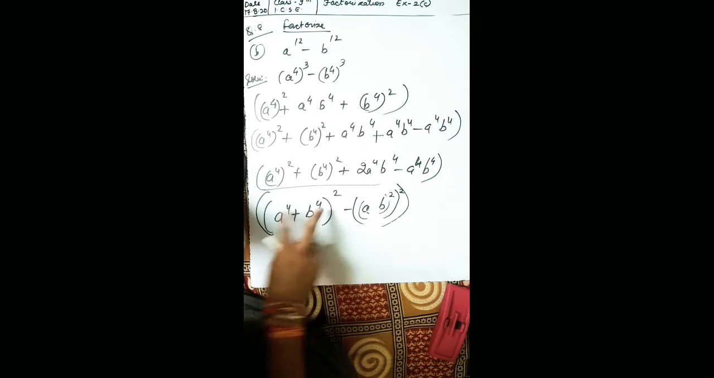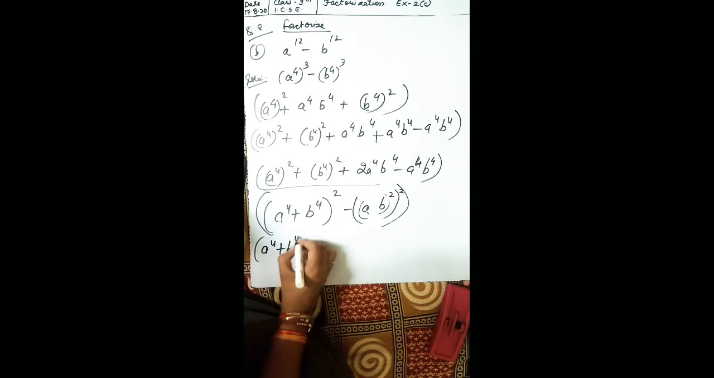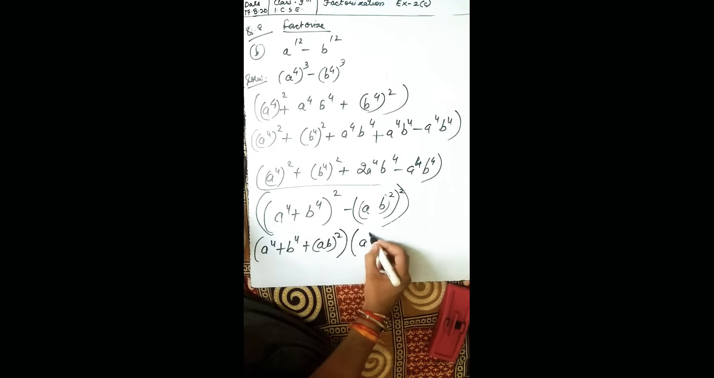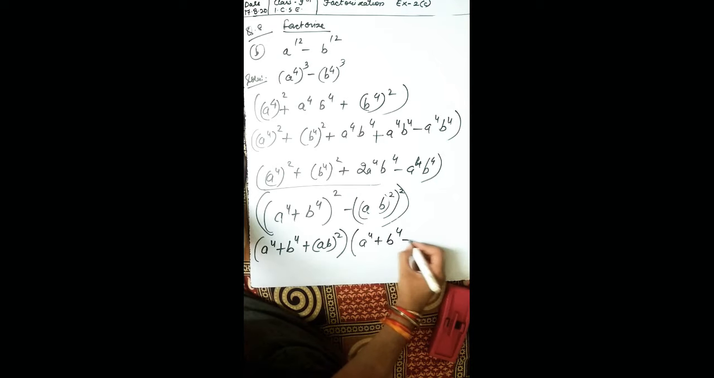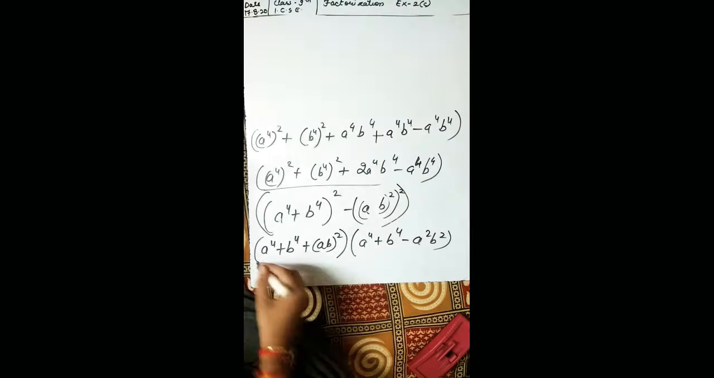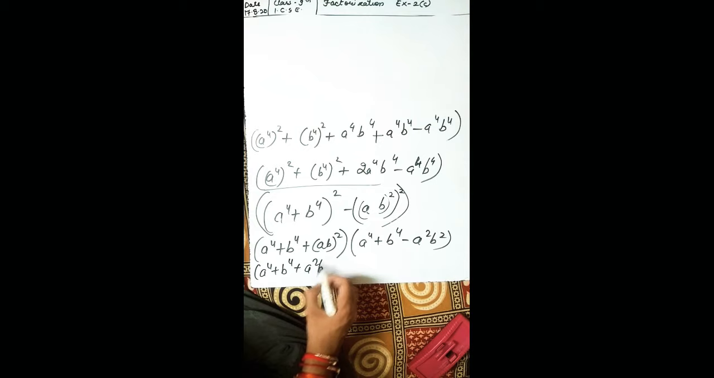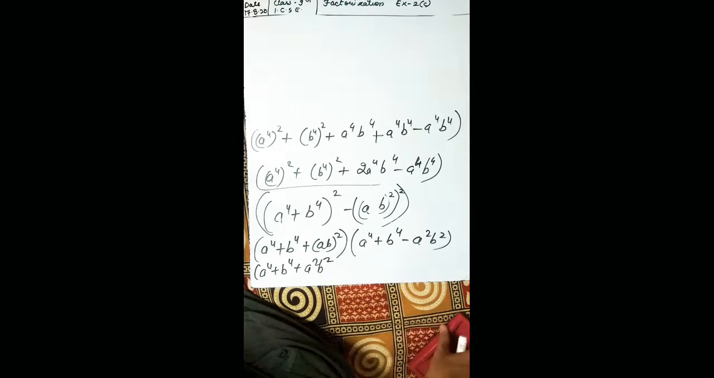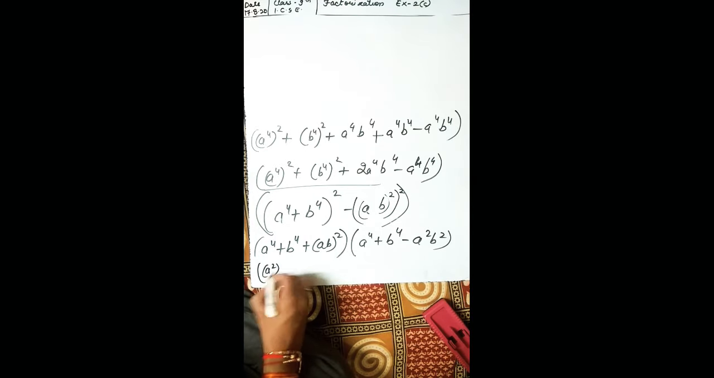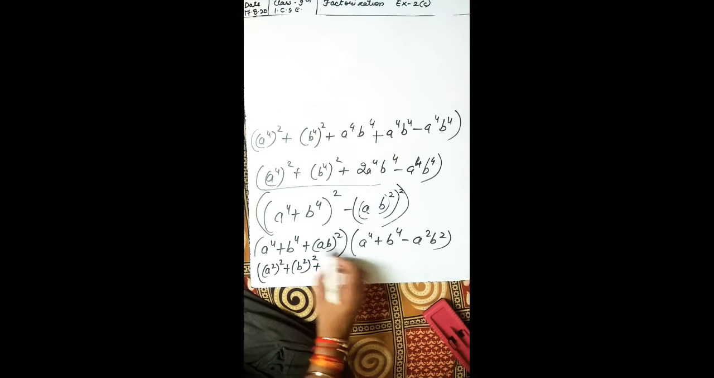Okay, now a square minus b square, again you can use the identity to get a to the power 4 plus b to the power 4 plus a square b square, and a to the power 4 plus b to the power 4 minus a square b square. Okay, then see, this a to the power 4 plus b to the power 4, this is a square b square. Now see, again, in this step only I'm explaining you. A to the power 4 can be written as a square whole square, and this b to the power 4 as b square whole square plus this is a square b square.